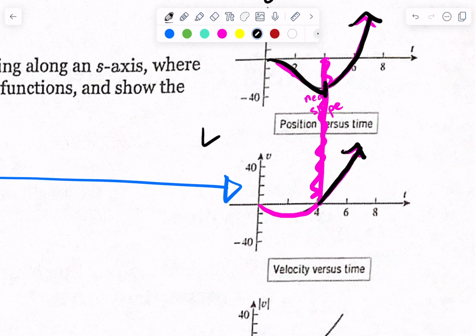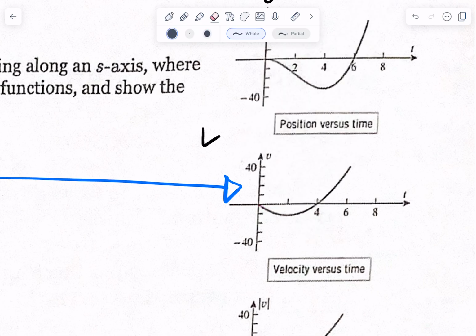Now, where is my velocity the highest? The top of it. Like up here at 6 seconds, because my velocity is highest at 6 seconds. No, right here. My velocity is highest at this point, okay? At 6 seconds.